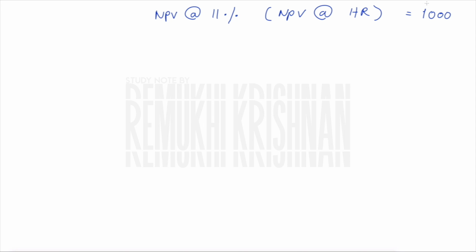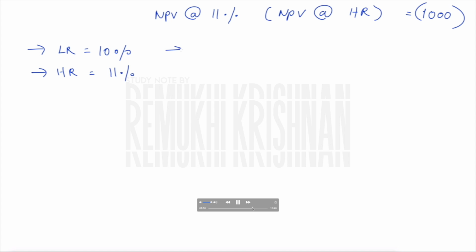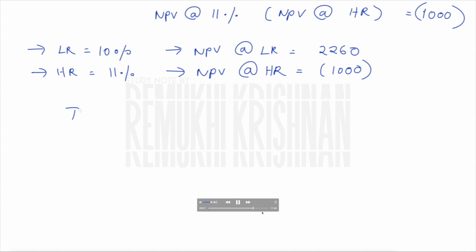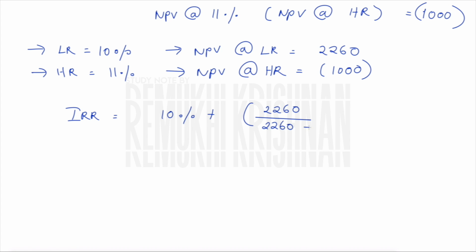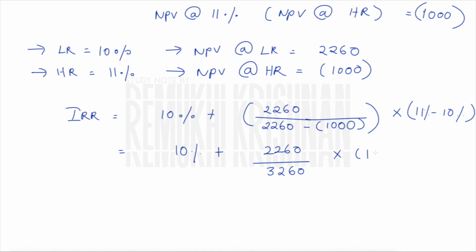Okay, let us move further, guys. I have arrived at all the values, right? Lower rate, higher rate, net present value at lower rate, and net present value at higher rate. Let us substitute these values in the formula. So it goes like this, right? Yes. Once you solve it, you will arrive at your internal rate of return. Your internal rate of return is nothing but 10.69 percentage.